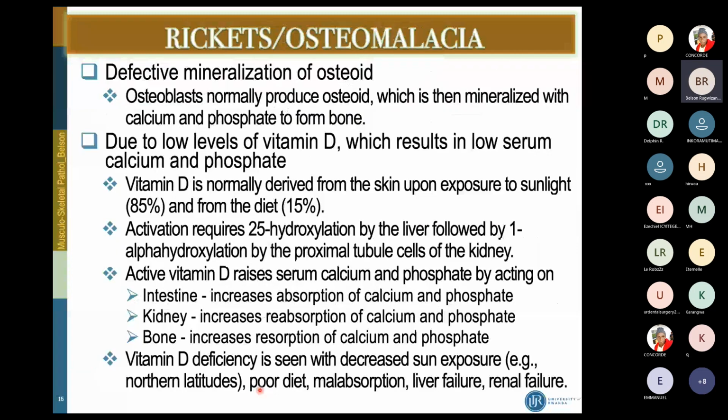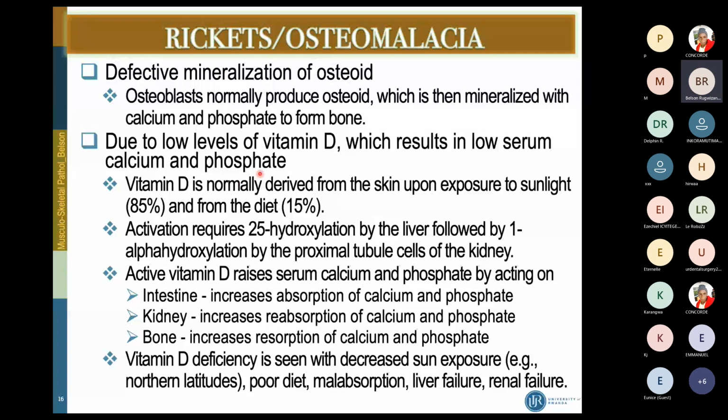So another disease is rickets and osteomalacia. This is the opposite to osteopetrosis. In rickets and osteomalacia, there is defective mineralization of the osteoid. It means there is less calcium in the bones. Osteoblasts normally produce osteoid, which is then mineralized with calcium and phosphate to form bone. But when there are low levels of vitamin D, there will be low serum calcium and phosphate.